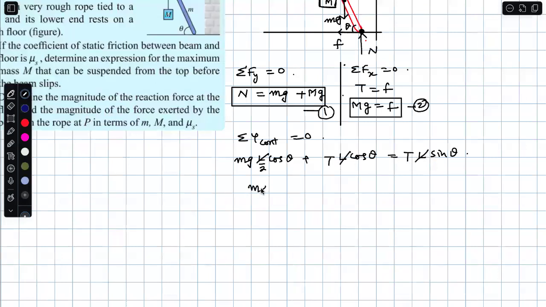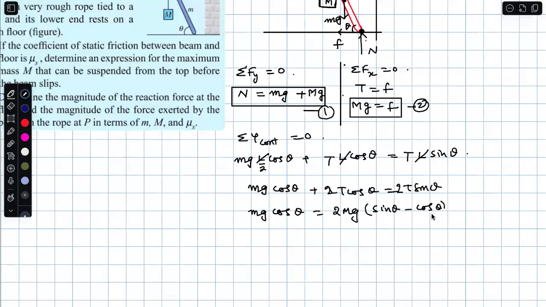So therefore, mg cos theta plus 2T cos theta is T sin theta. T, capital Mg, 2T sin theta, right? So mg cos theta is 2mg times (sin theta minus cos theta).